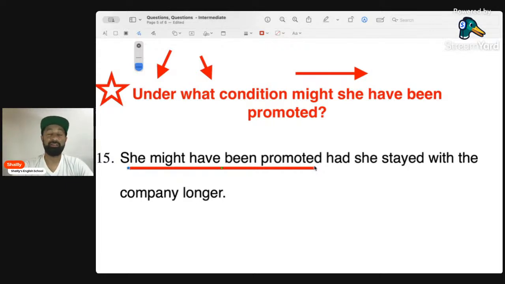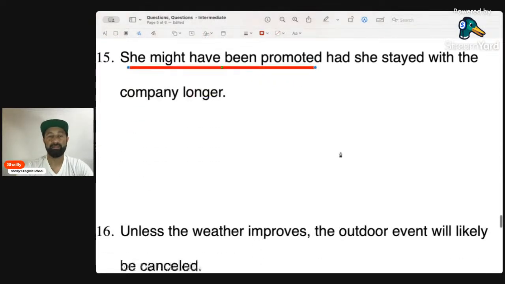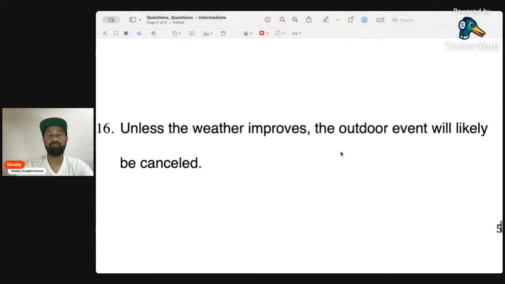So, answer, well, she might have been promoted had she stayed with the company longer. Had she stayed with the company longer. Okay, let's do a few more and then we'll call it a night. Let's go to number 16.